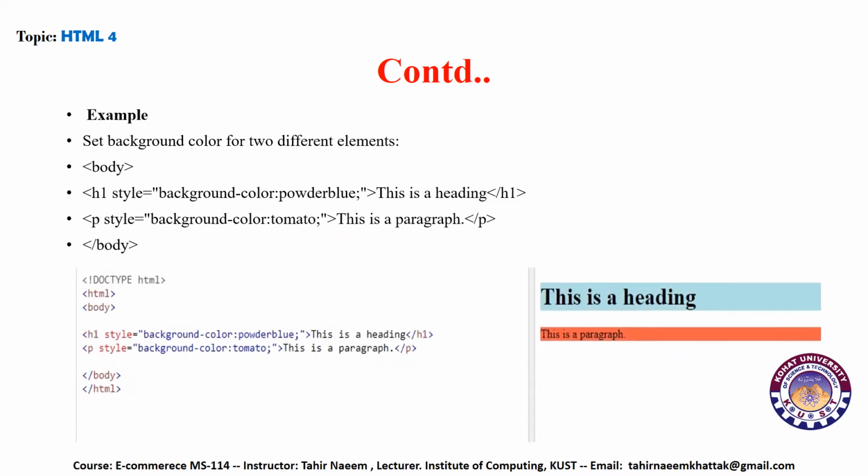So here I have closed it, and this is the result. This is the heading. Behind this text I have turned the color powder blue, while behind this text I have turned the color into tomato. So you can see the result here. This is the powder blue background, and this background is of tomato color. You can see the result for yourself, and you can specify any number of colors according to your liking. It depends on your choice or your requirement.